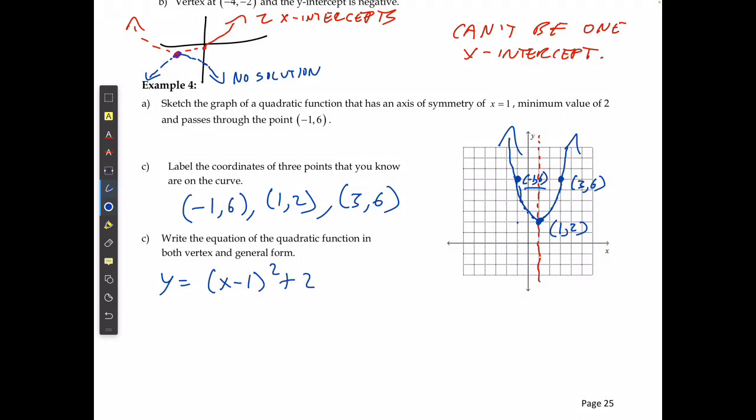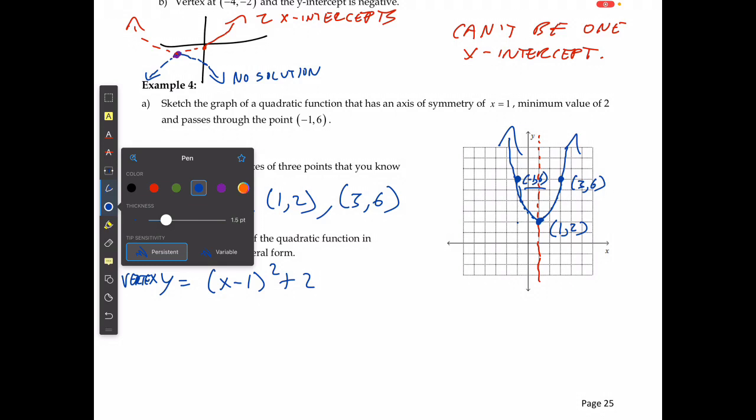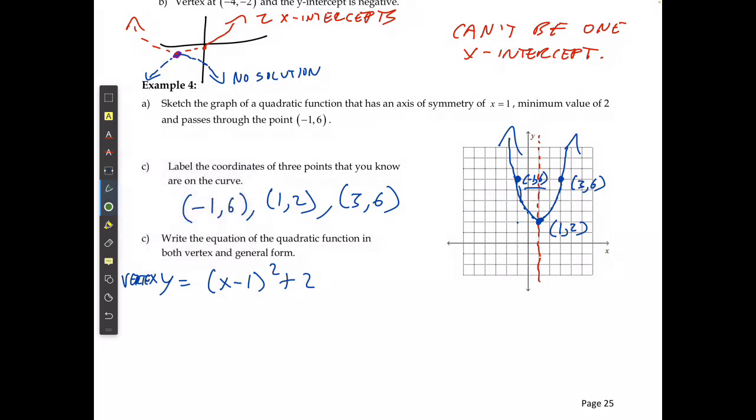Then, to convert it into general form, so this is my vertex, I would once again square it out. y is equal to x squared minus 2x plus 1 plus 2, or y is equal to x squared minus 2x, and then 1 and 2 are going to make plus 3. And there's my general form.